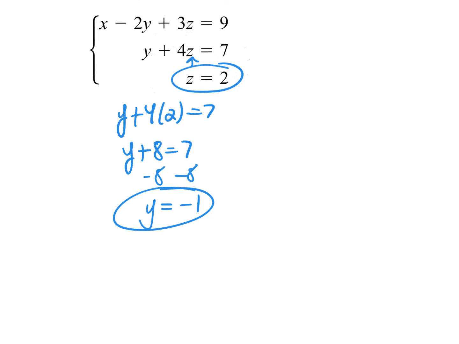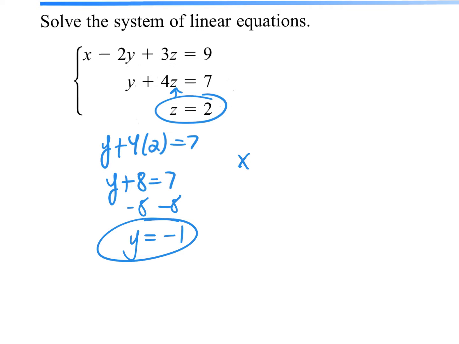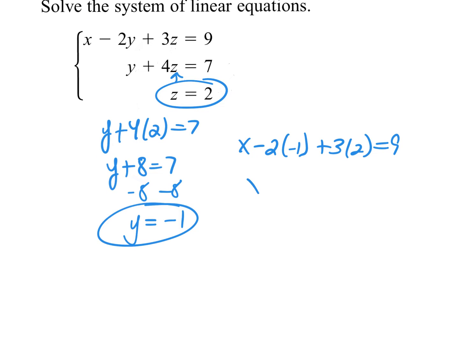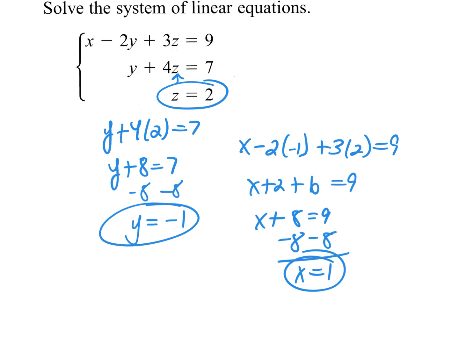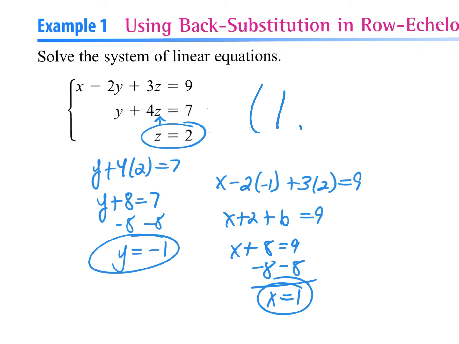I'm going to plug those 2 back into the top equation to find x. X minus 2 times -1 plus 3 times 2 equals 9. Agreed? So I have x plus 2 plus 6 equals 9. X plus 8 equals 9. Minus 8 from both sides. And what does x equal? 1. So I would write my answer as an ordered triple. You don't just leave it like that. You write it as an ordered triple. So my ordered triple would be 1, comma, -1, comma, 2.